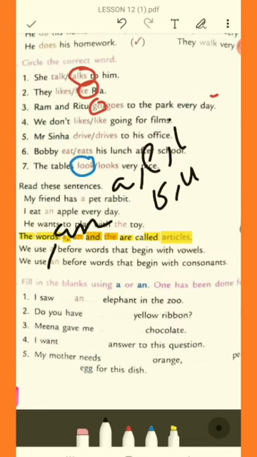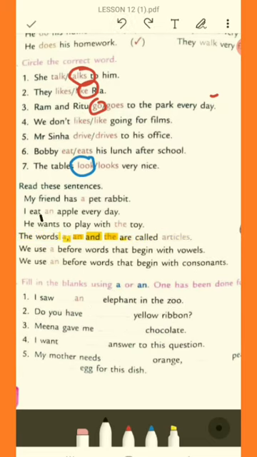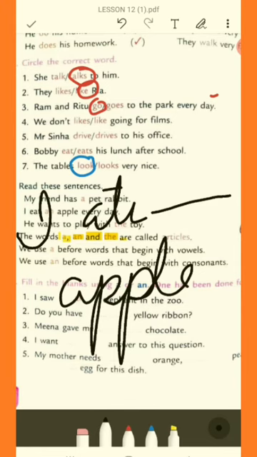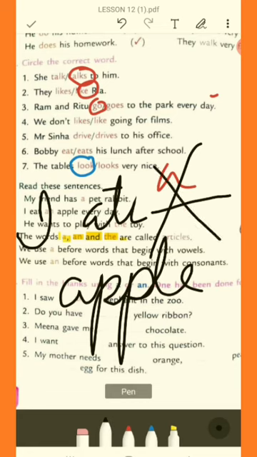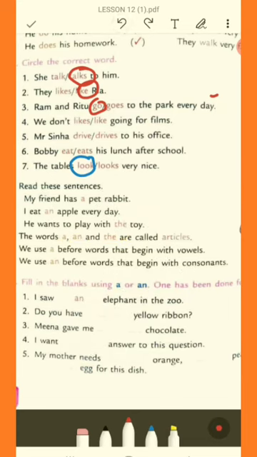So any word beginning with A, E, I, O, U, for example, apple. I ate blank apple. So what will be your answer? The answer will be I ate an apple and not a apple. Clear? If you write I ate a apple, the answer is wrong. So I'll have to write I ate an apple. This is correct. Clear? So that's how it goes. Any word that begins with a, e, i, o, u has an placed before it.